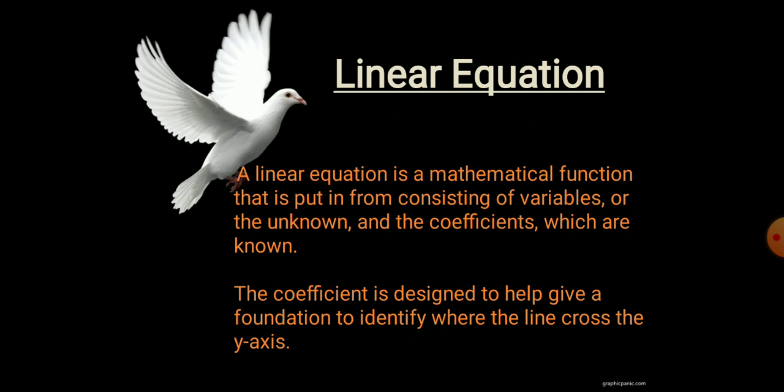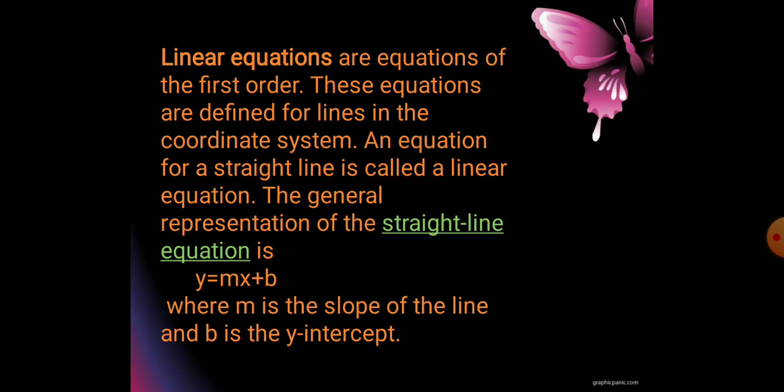Linear equation: a linear equation is a mathematical function that consists of variables, or the unknowns, and the coefficients, which are known. The coefficient is designed to help identify where the line crosses the y-axis. Linear equations are equations of the first order. These equations are defined for lines in the coordinate system. An equation for a straight line is called a linear equation.